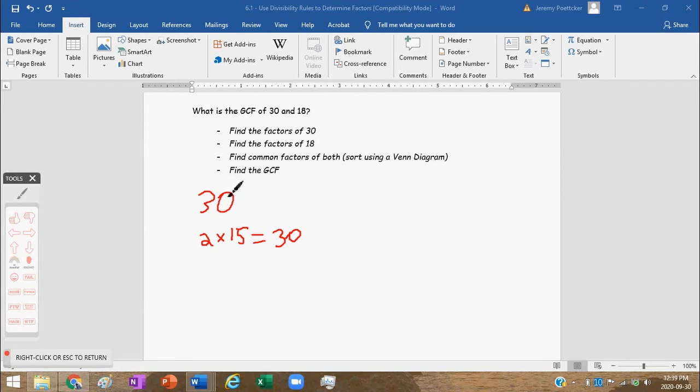All right, let's not jump ahead. 3 plus 0 is 3. Hey, that means it is divisible by 3, so one of the factors is 3. 3 times something equals 30. 30 divided by 3 is 10. 3 times 10 equals 30. 30 ends in a 0. That means it's divisible by 5, which means 5 times 6 equals 30.